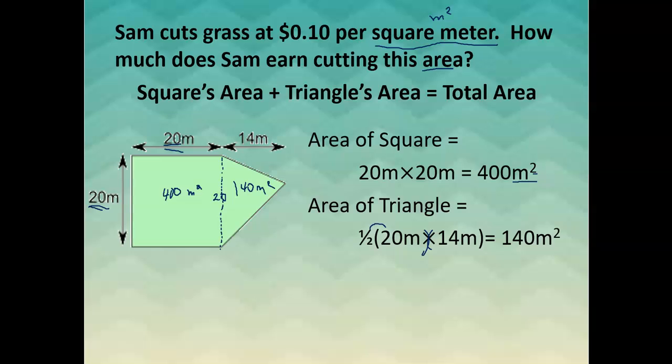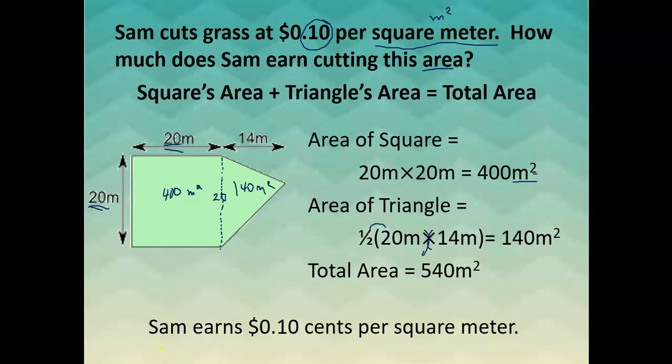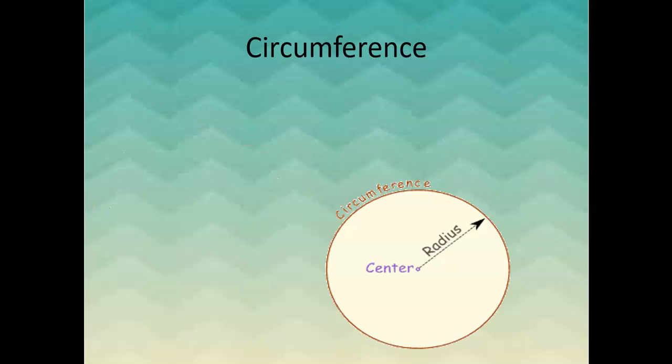And then to find our total area, we add that all together. Our total area is 540 meters squared. But the question was, how much does he earn? So if he's earning 10 cents per square meter, okay, per is our multiplication division word here. So we need to multiply that times 10 cents. So 540 times 0.10 gives us $54. I know that's cut off there at the bottom of the screen, but 540 times 0.10 is $54. $54 to cut that yard, not bad.